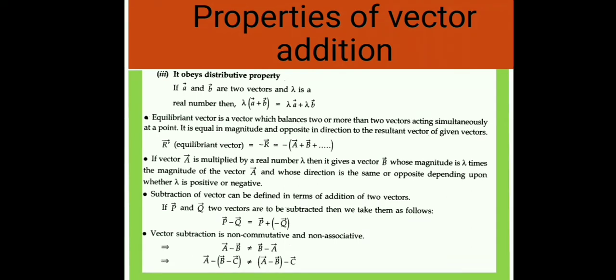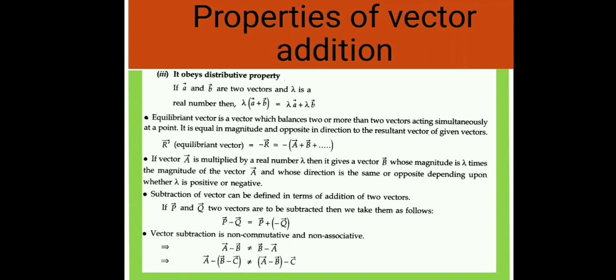Subtraction of vectors can be defined in terms of addition of two vectors. If p vector and q vector are two vectors to be subtracted, then we take them as follows: p vector minus q vector equals p vector plus minus q vector. Now vector subtraction is non-commutative and non-associative.